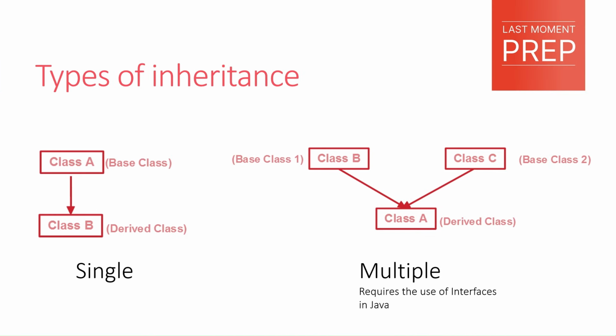Types of inheritance can be single inheritance, that is, there is a simple base class and then there is a derived class. There could be multiple inheritance, but this requires the use of interfaces in the case of Java because Java cannot extend two classes at the same time, and the reason is the diamond problem, which maybe we will discuss in some of our further videos. But in Java, it is still possible to implement two interfaces.